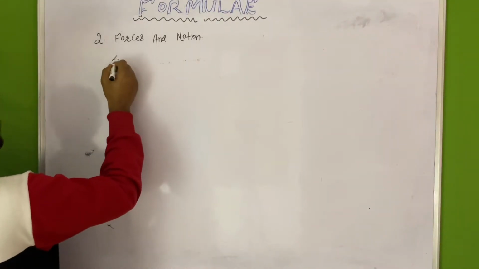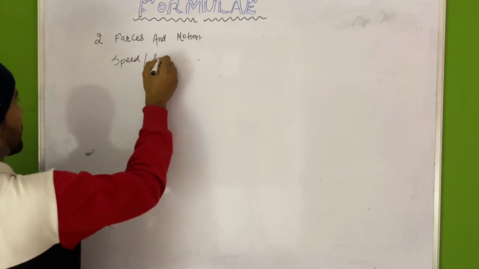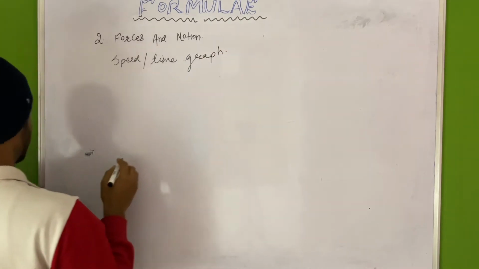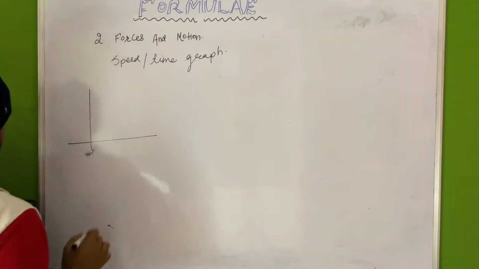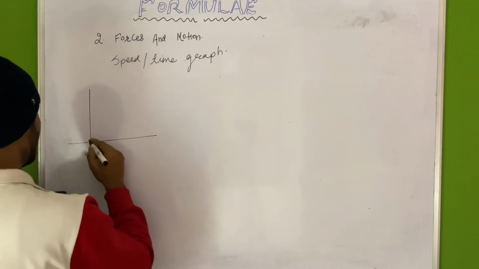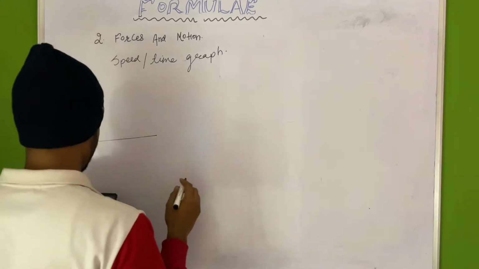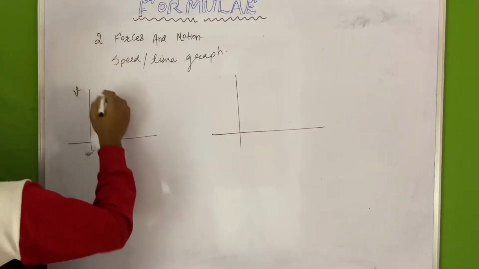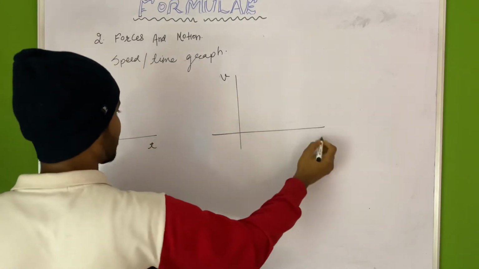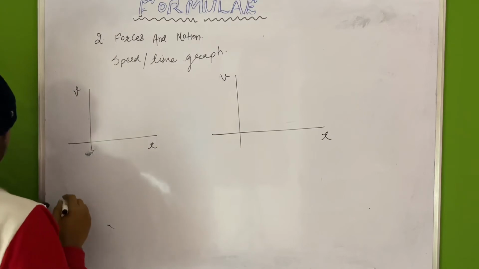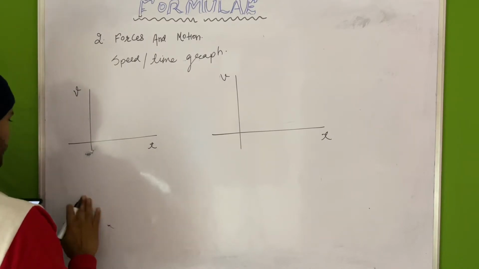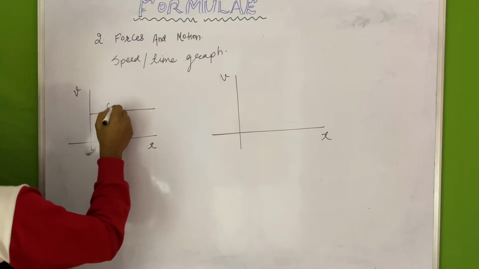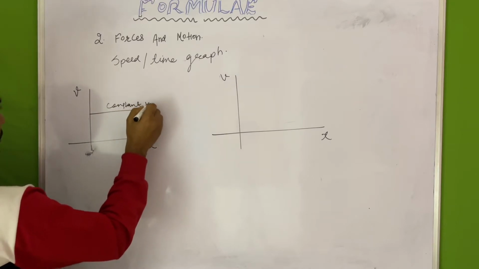Then after that we have speed time graph. This is our velocity, this is time. Now suppose this is for constant velocity.